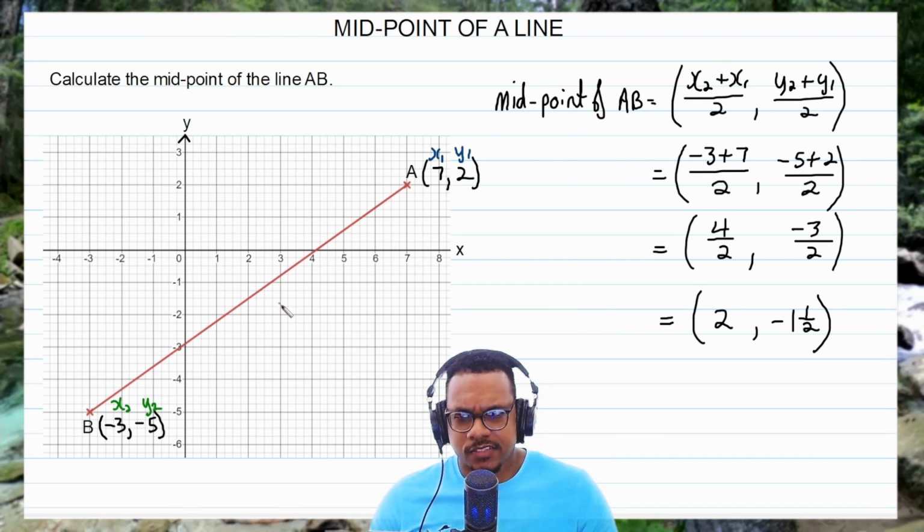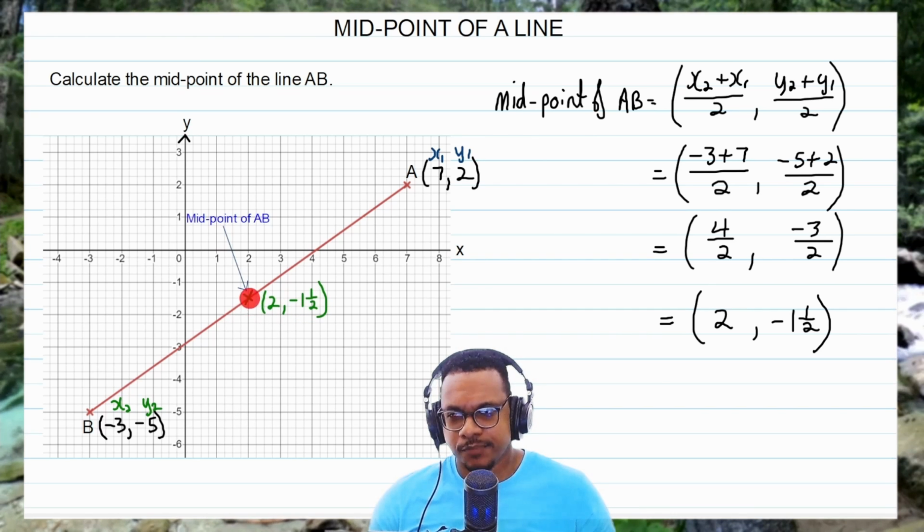If you look at our Cartesian plane, we'll see positive 2 on the x-axis is here, and negative 1.5 on the y-axis is here. So positive 2 and negative 1.5 would meet right here. This point here would be the midpoint of this line AB. Here I wrote the coordinates for the midpoint of AB. This point would split AB into 2 equal parts.